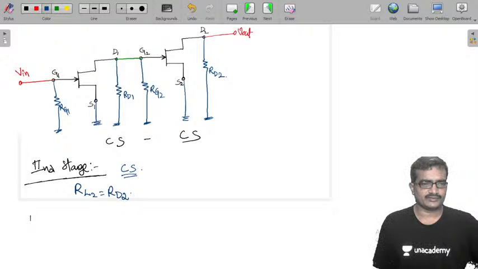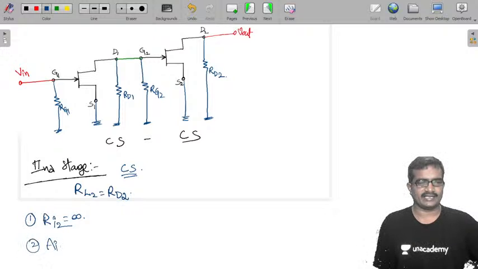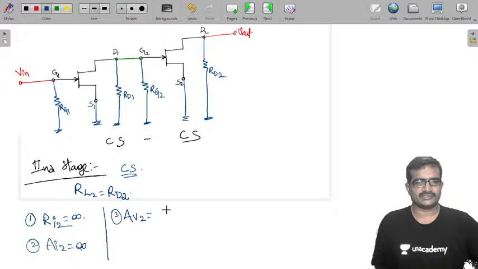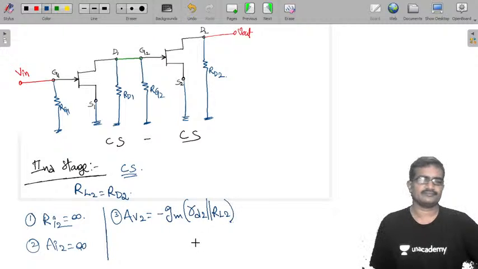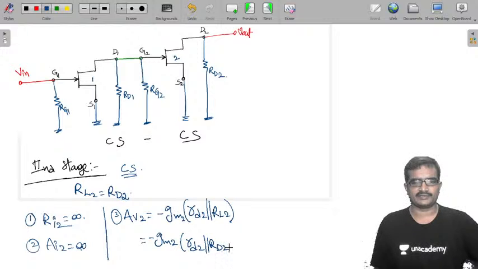Next, now I am going to write one by one. So no need to go for current gain, because current gain is by default infinity. Input impedance is also infinity. Ri is infinity, current gain AI is infinity. Voltage gain AV2, simple, it is minus GM into RD2 parallel with RL2. So it is minus GM2 because it is the second MOSFET. It is first, it is second. GM2 into RD2 parallel with capital RD2, simple.